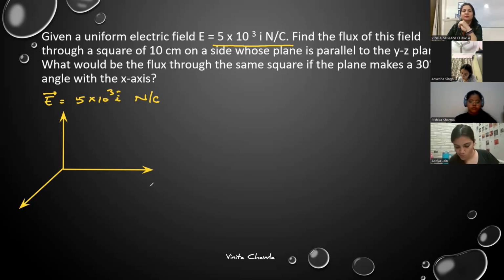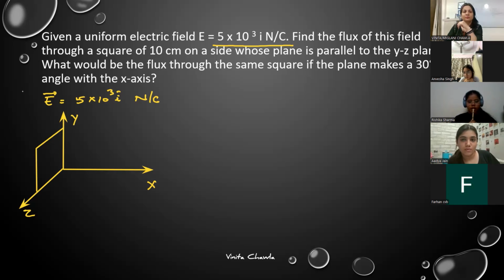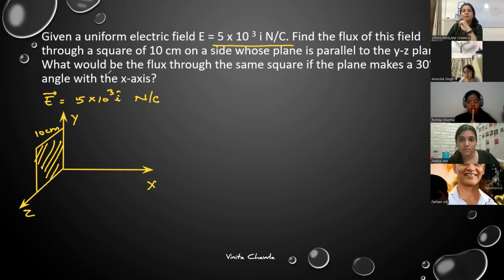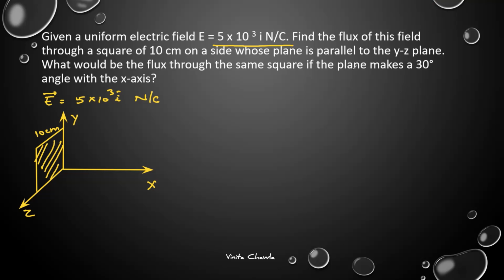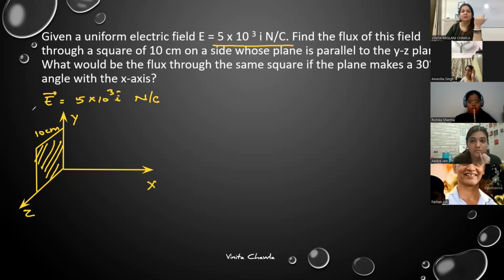So this is your x-axis, this is y-axis, and this is your z-axis. So how do we draw the square? Square is parallel to the YZ plane, no? So we are going to draw the plane like this. This is a square that we have. It is parallel to the YZ plane, and the side of the square is 10 centimeter. Now, what would be the flux through the same square? So first we have to find the electric flux like this. And what if the same square makes an angle of 30 degree with the x-axis? This question has two parts in it. Let's write the first part as A and second part as B.